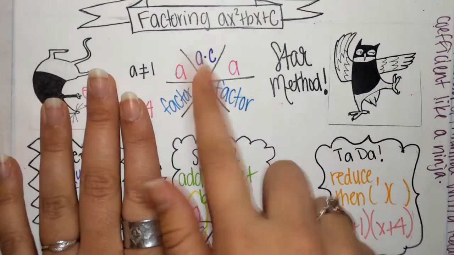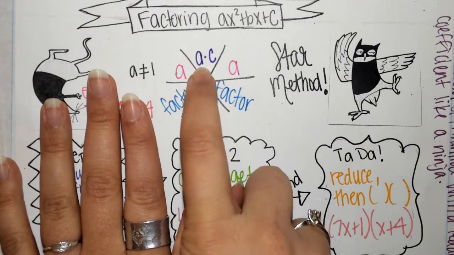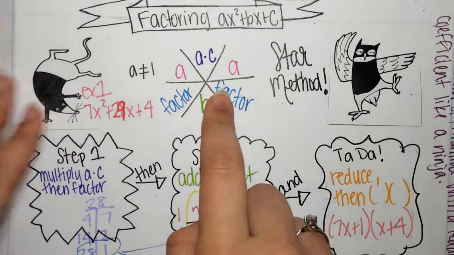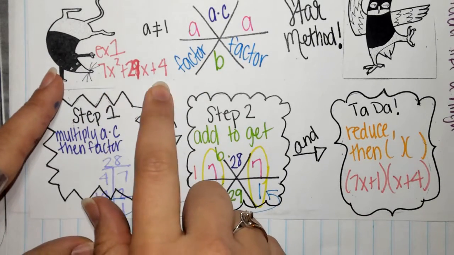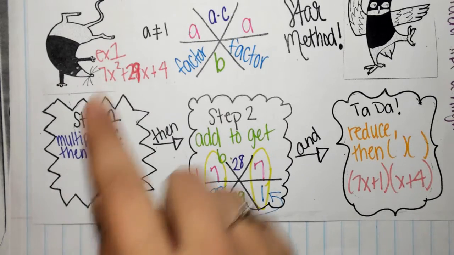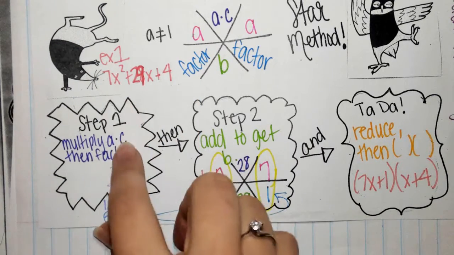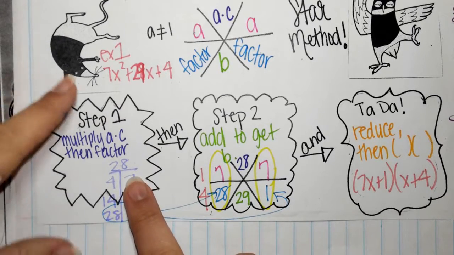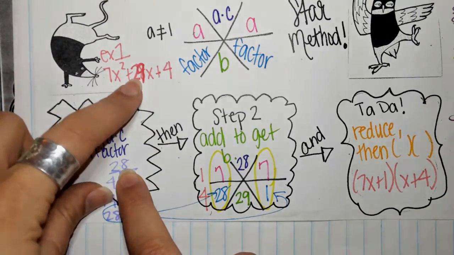So remember, you have to first multiply A times C and put it in the top of the star. Then put B here, A, and then factor. So yesterday we practiced on this one, and we said step 1 was to multiply A times C, then factor it. So when we did 7 times 4, what did we get? And we had to find two numbers that multiplied together to give us 28 and added to give us 29.